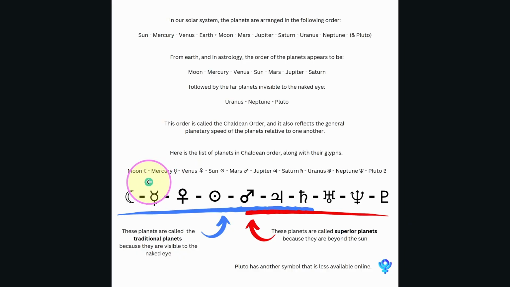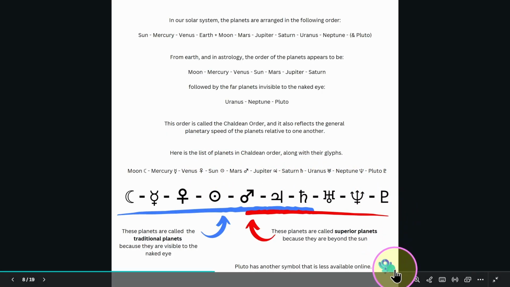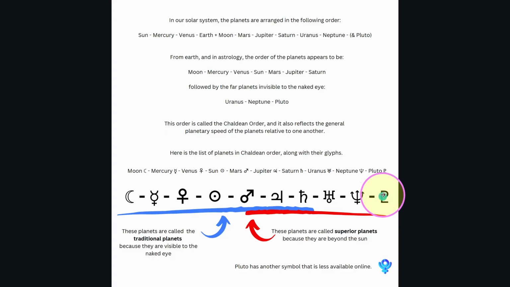So this is not only what we call the spheres of the planets, like the lunar sphere, Mercury sphere, and this is the order they go in, but this is their relative speed through the zodiac as well. So it's Moon, Mercury, Venus, Sun, Mars, Jupiter, Saturn, Uranus, Neptune, Pluto. I cannot find this symbol for Pluto in text online. This is the text version. Nobody uses that. We use this one on the bottom here.